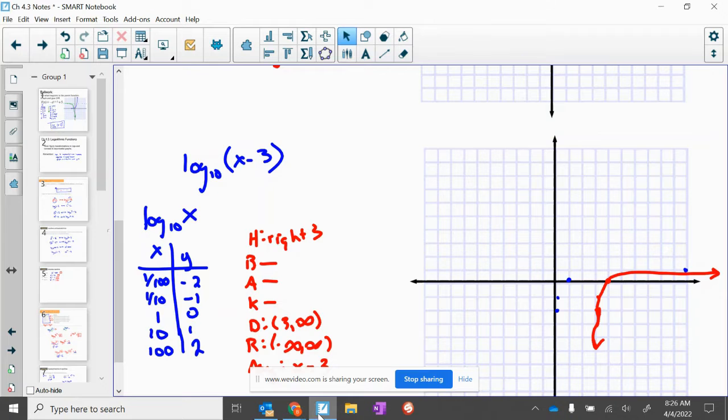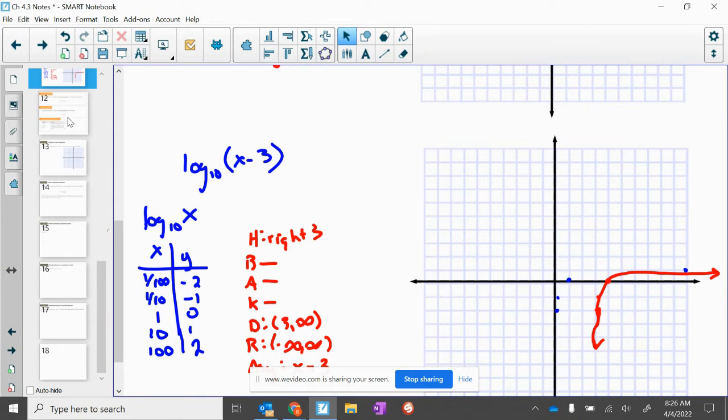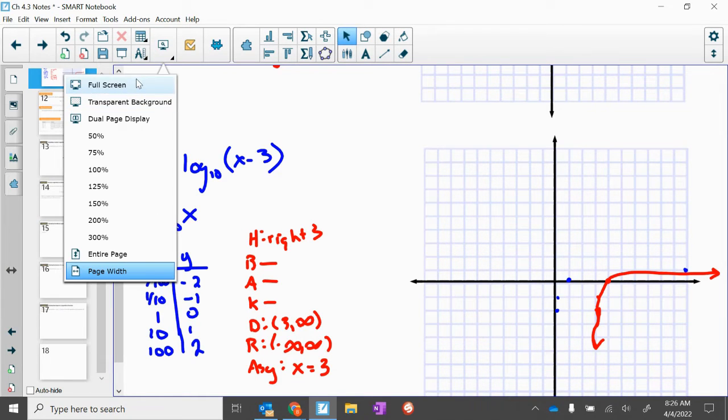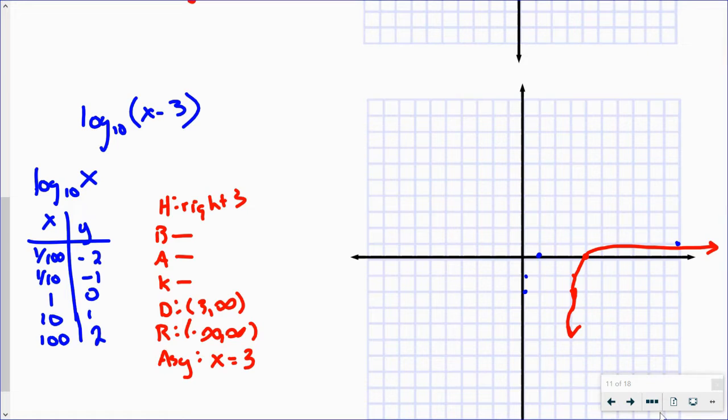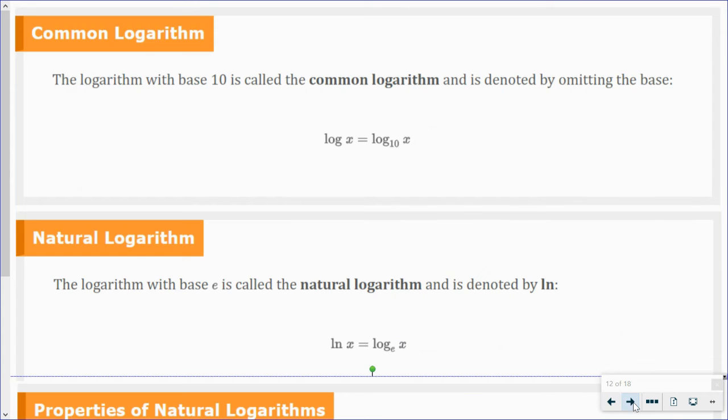We're going to pick up in the second part of 4.3 that we talked about. So we kind of started more of the graphing stuff in part one. So now we're going to look at part two here, which kind of breaks into some of the natural log and the common log items.